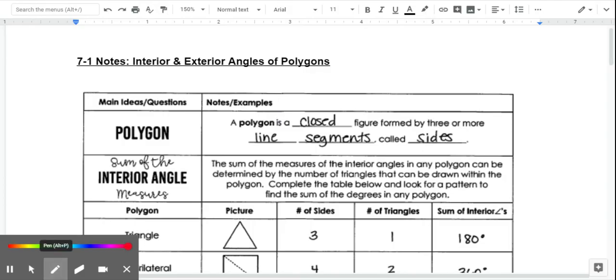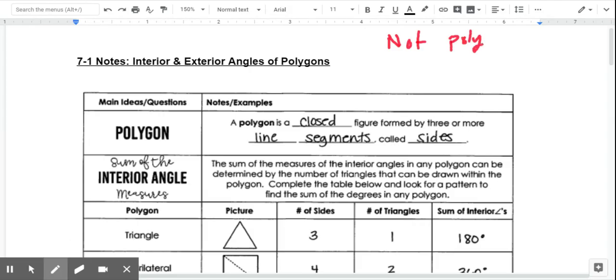So I'm going to give you a couple examples of not polygons. Polygons really are just shapes, but there are certain shapes that are not polygons, so they have to be formed by line segments. A circle is not a polygon. Something that looks like that is not a polygon, because this is not a line. So basically anything that has a curve is not a polygon.